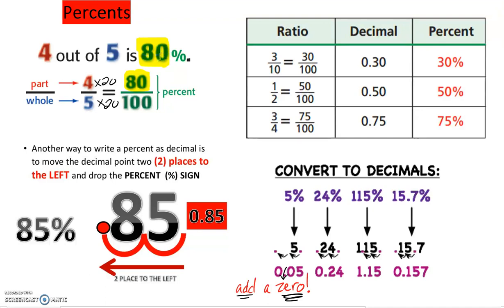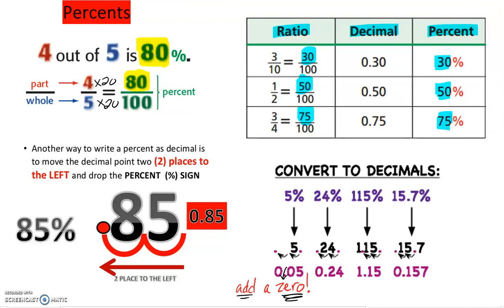And we're going to be thinking between the ideas of ratios, decimals, and percents. So if we had a fraction of 3 over 10, well, that's 30 over 100. 1/2 is 50 over 100. 3/4 is 75 over 100. And remember, this number right here will be exactly what our percentage will be, okay?